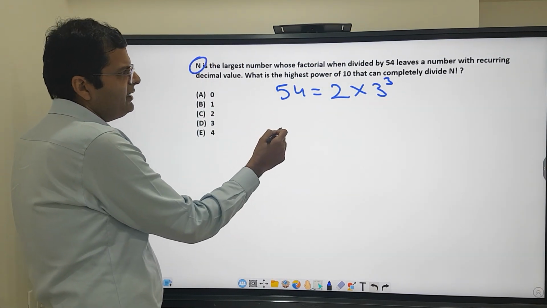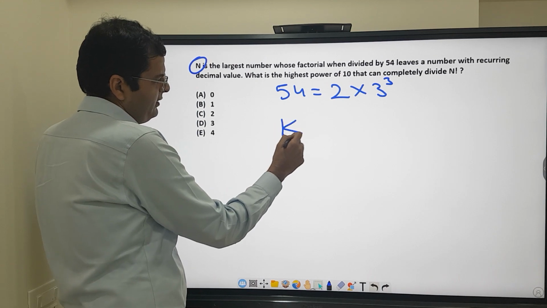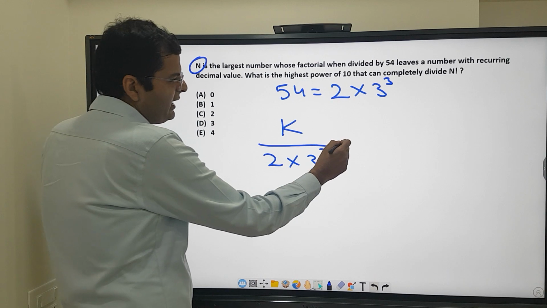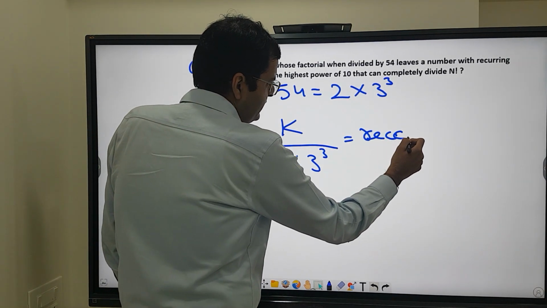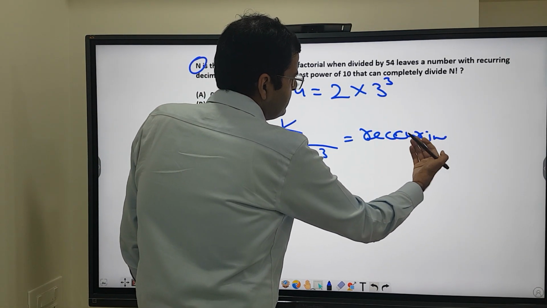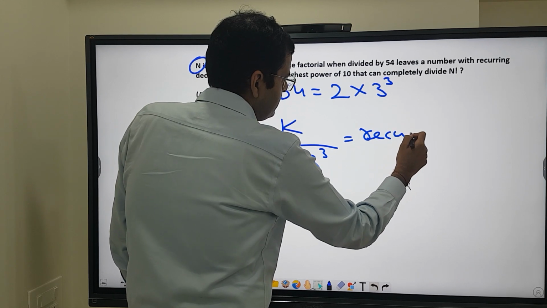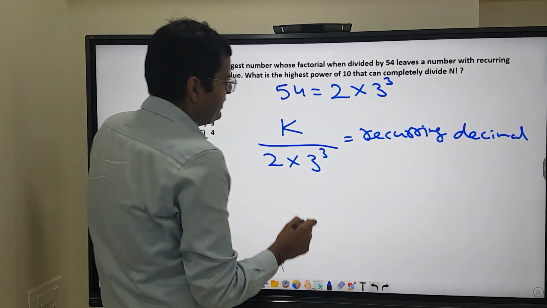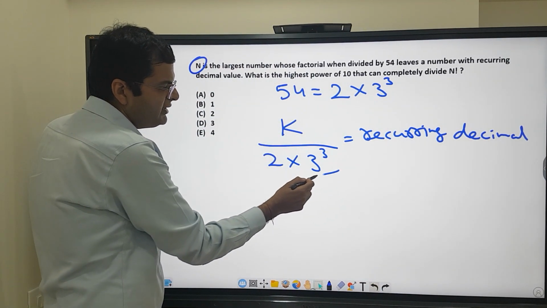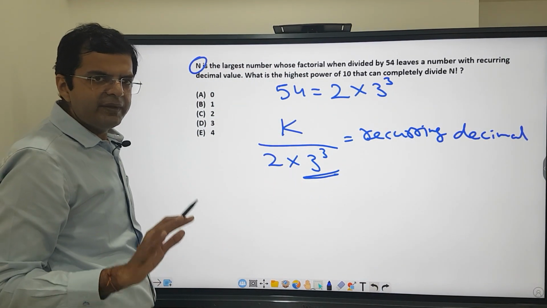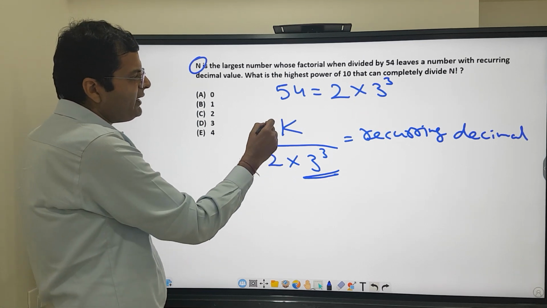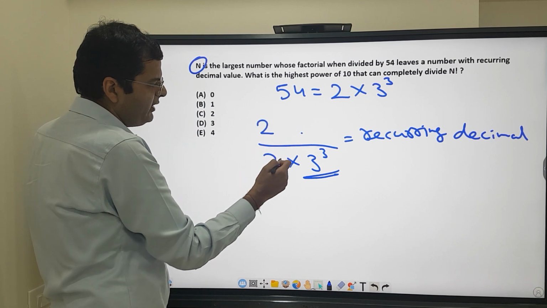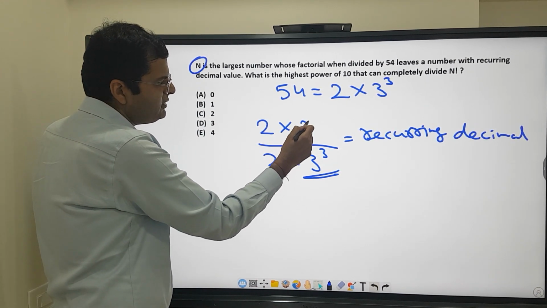Now if I divide any number, let's say k, by 2 into 3 cube, and this gives a recurring decimal, that means at least one 3 is present in the denominator. At least one 3. So to make k as large as possible, what do I need? I need at least a 2 here, so this 2 gets cancelled out, and a 3 square here.